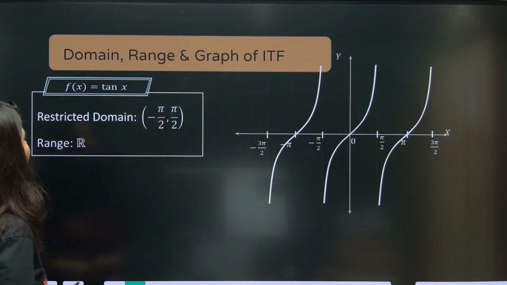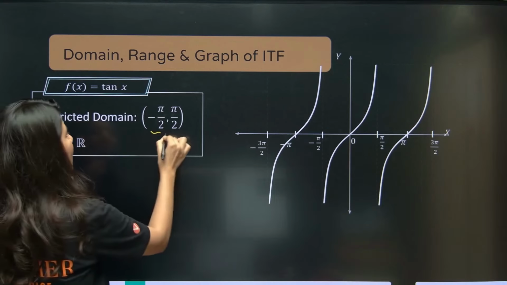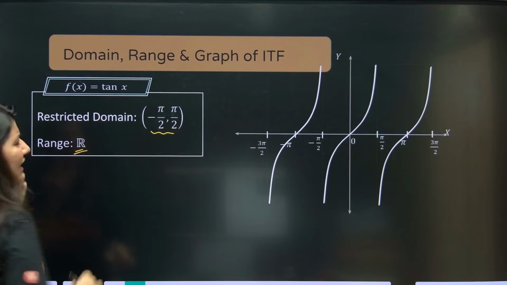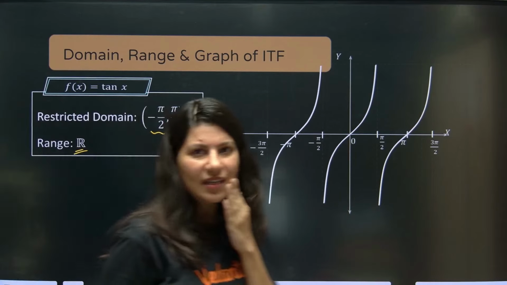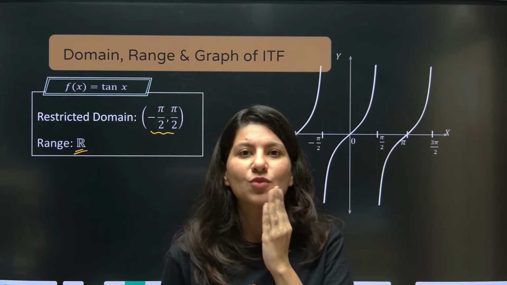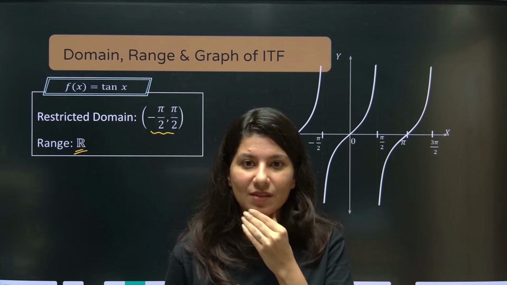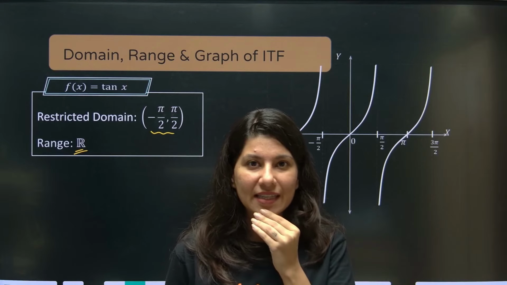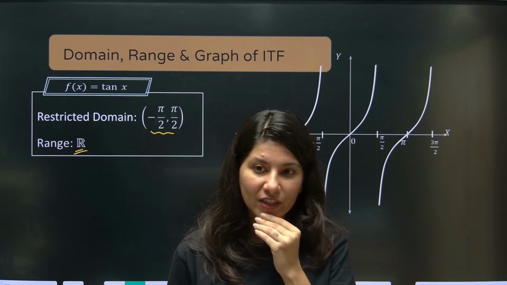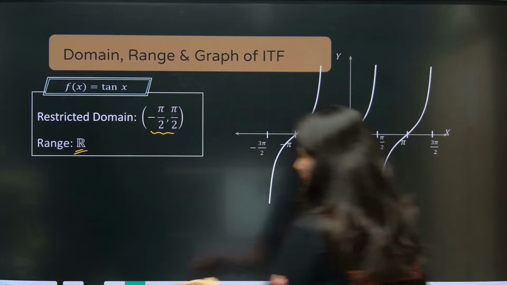Now f(x) = tan x I have plotted over here. Restricted domain is minus pi by 2 to plus pi by 2 and range is all real values. Range we have fixed now. See, sin inverse: what is the range of sin x? The range of sin x is minus 1 to 1, the range of cos x is minus 1 to 1. The range of tan x is minus infinity to plus infinity. Okay, alrighty.